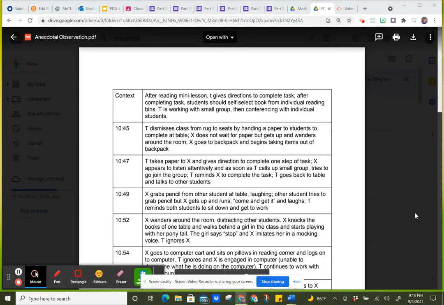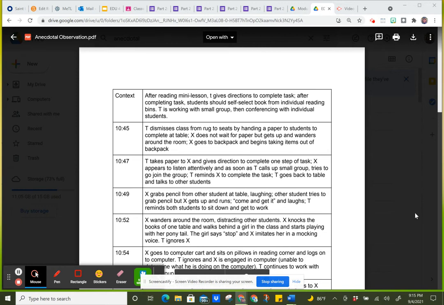Okay, we're going to talk a little bit about our first data collection method that we're going to use, which is called anecdotal records or anecdotal observation. These are very versatile and they're used all the time in education. And so they would look something like this.